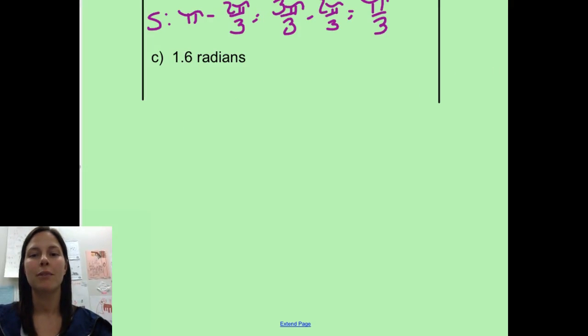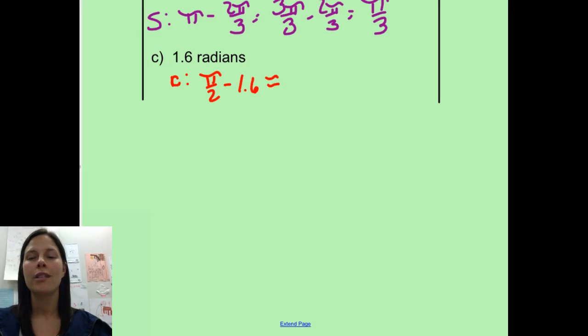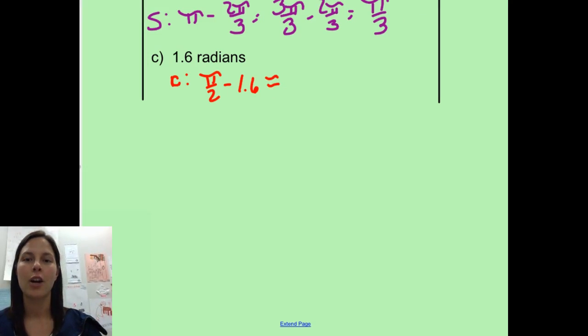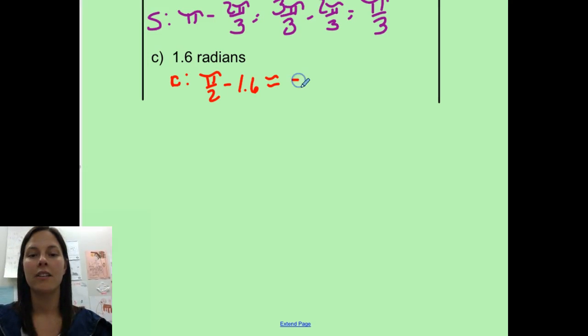My last one is simply 1.6 radians. Since this is not in terms of pi, we will go ahead and use a calculator for this one. So my complement would be pi over 2 minus 1.6. Use the pi button on your calculator. When we're talking pi radians, it is approximately 3.14. I got about negative 0.029. So once again, this is larger than pi over 2 radians, so there is no complement.